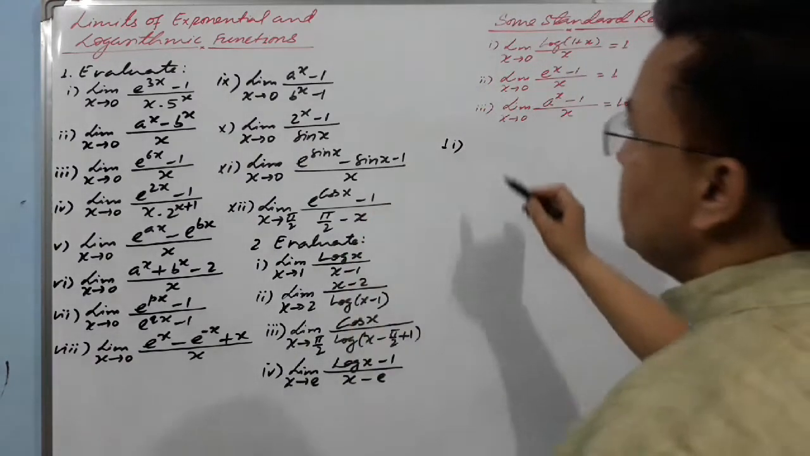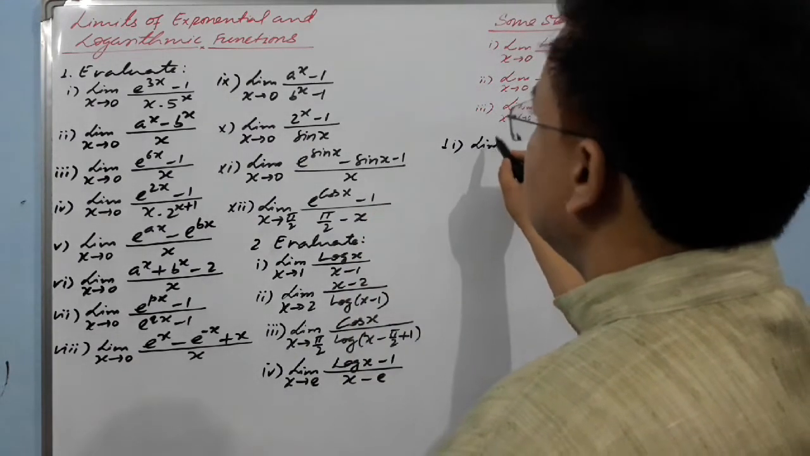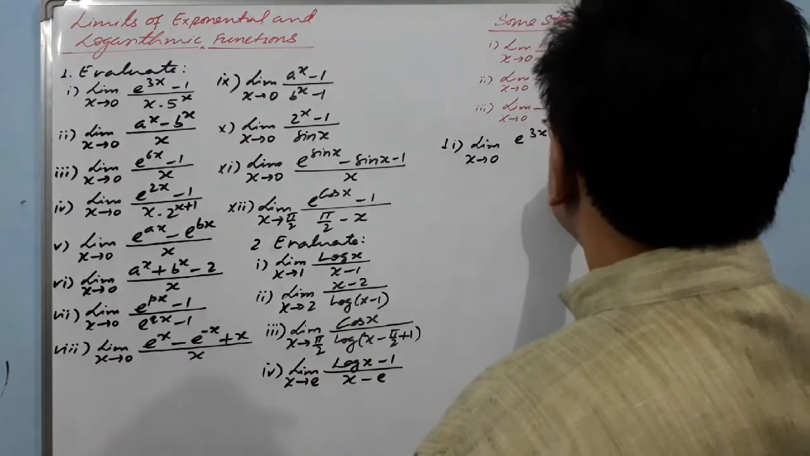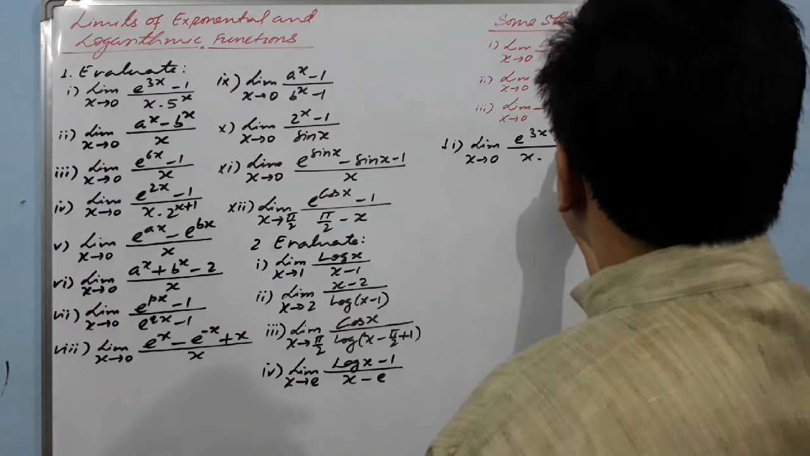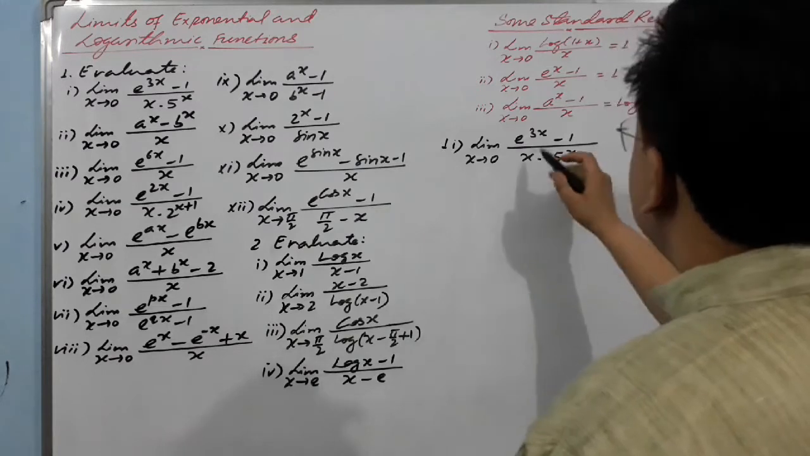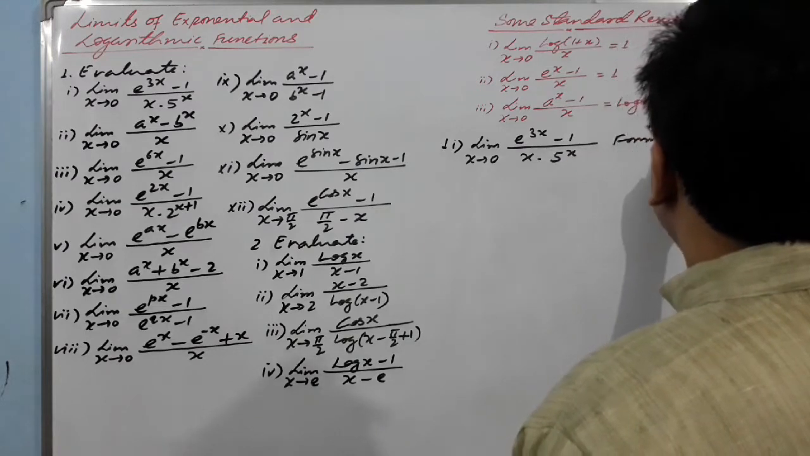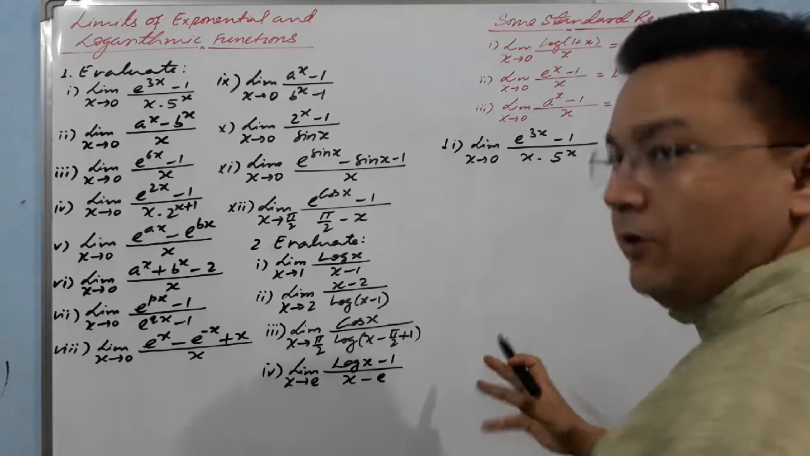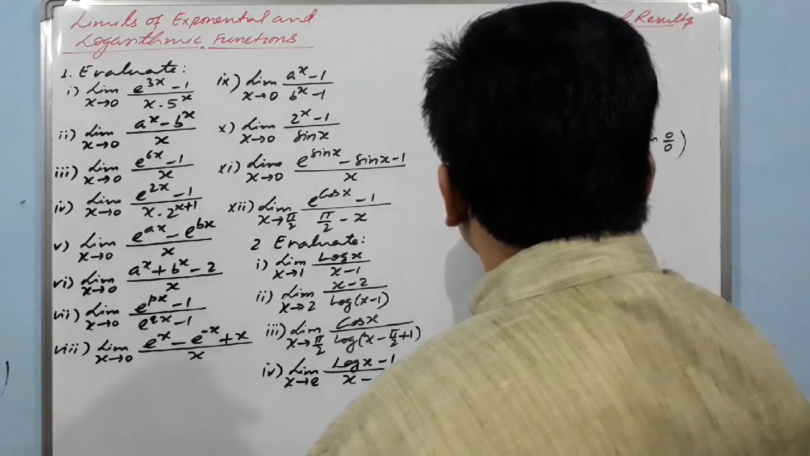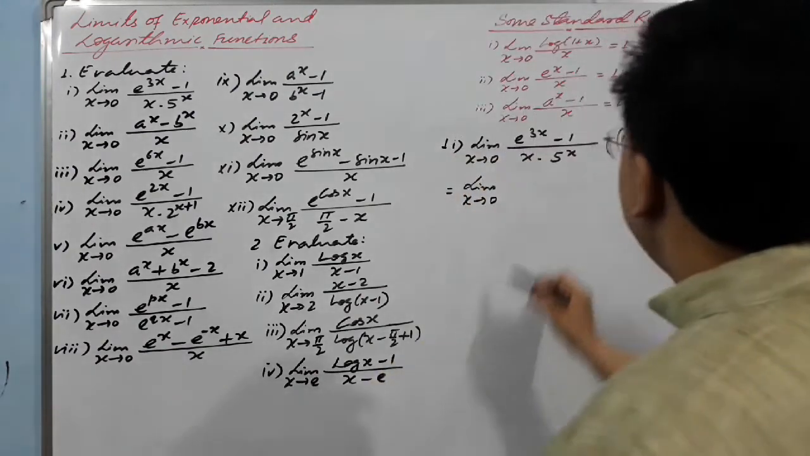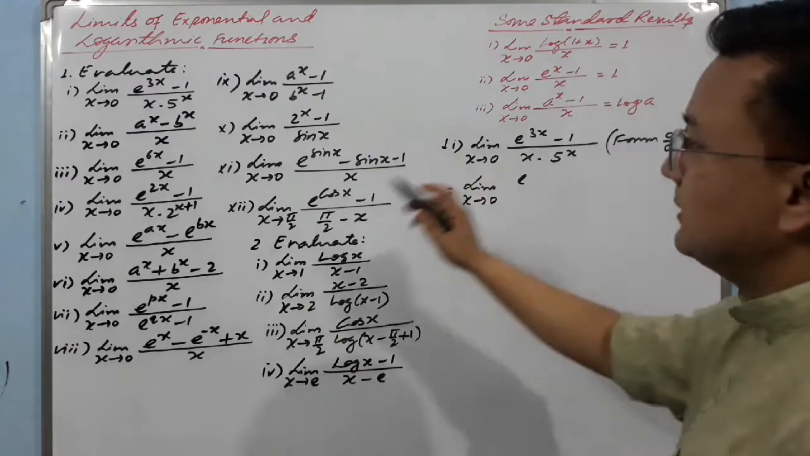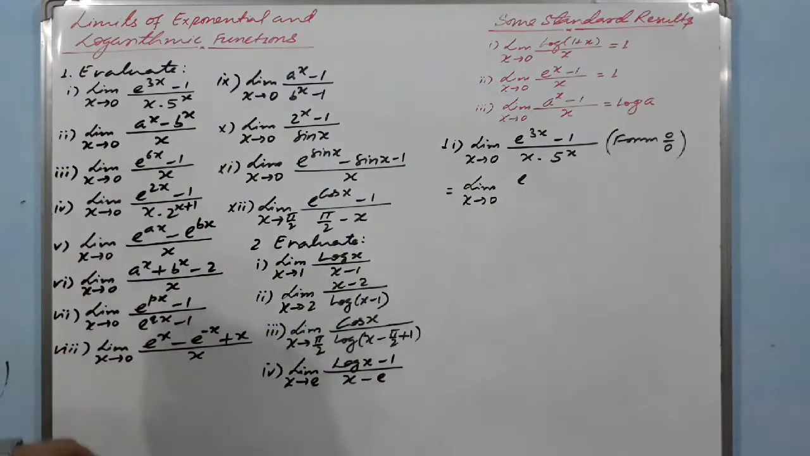First question: limit as x tends to 0 of (e raised to power 3x minus 1) over (x into 5 raised to power x). We need to do some arrangement. If you see, you are going to get 0 upon 0, alright, 0 upon 0. Now this means we have to do some arrangement. X tends to 0, we can write it this way because we have to use this exponential. In the first, I have taken the exponential series.